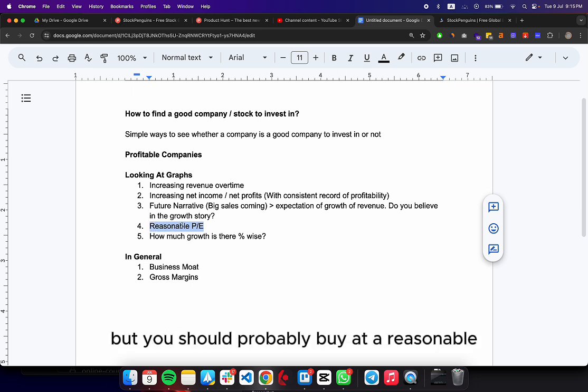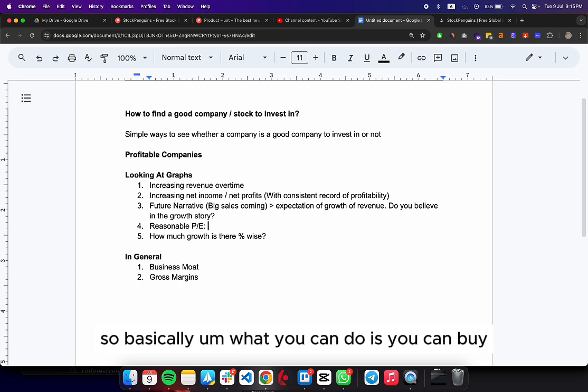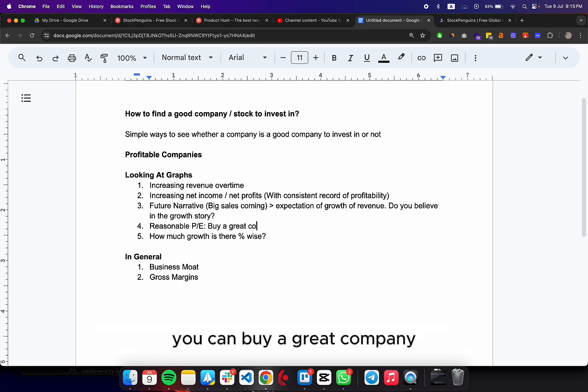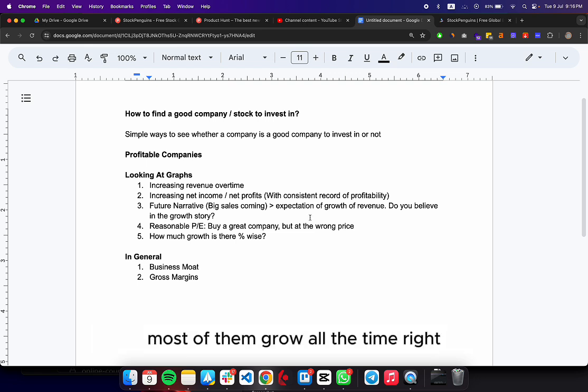All right. The next thing that you may want to consider, this is controversial or whatever it is, but you should probably buy it at a reasonable price to earnings, if it's a profitable company. Basically, you can buy a great company, but at the wrong price. What I mean by this is that you can buy a big tech name. You can buy Apple, Google, Microsoft. Most of them grow all the time, right?